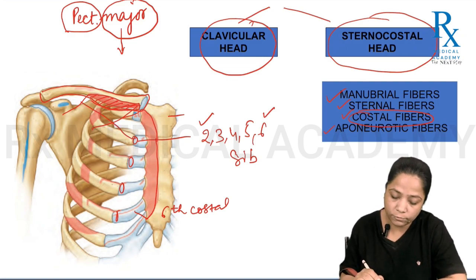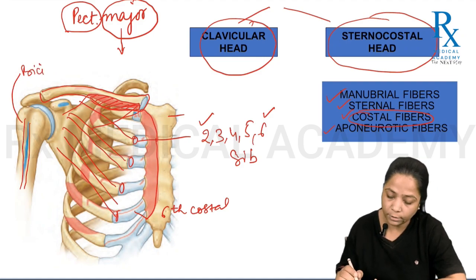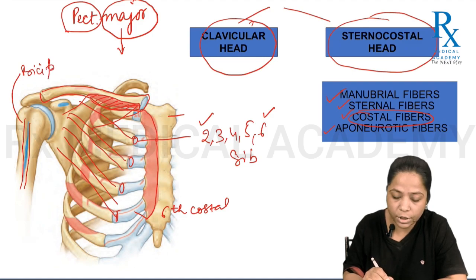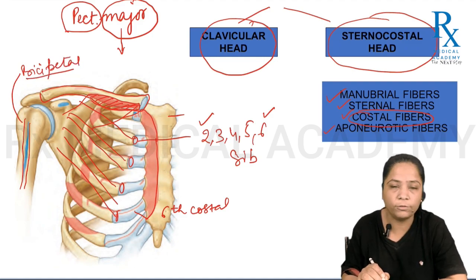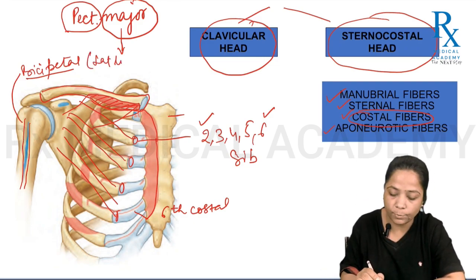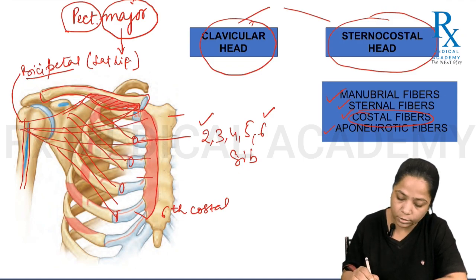These fibers arise and go to insert on the humerus, that is, the lateral lip of the bicipital groove. In the humerus, we know that at the upper end there is a groove known as the bicipital groove. On that groove, we have two lips. One on the lateral side is known as the lateral lip of the bicipital groove. On that lateral lip, these fibers of the pectoralis major go and insert.